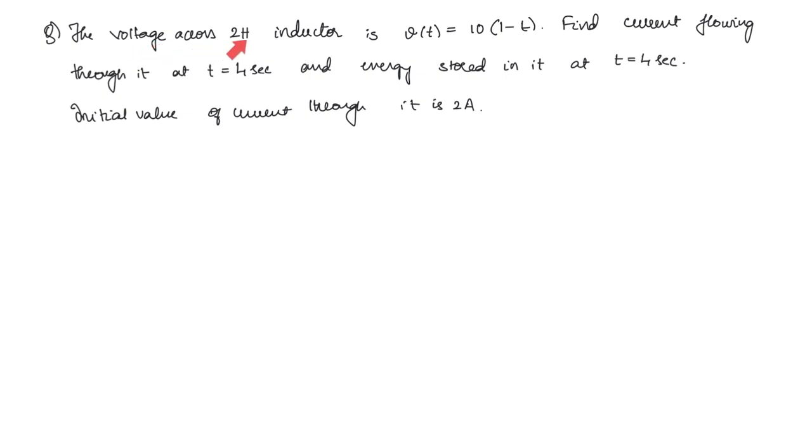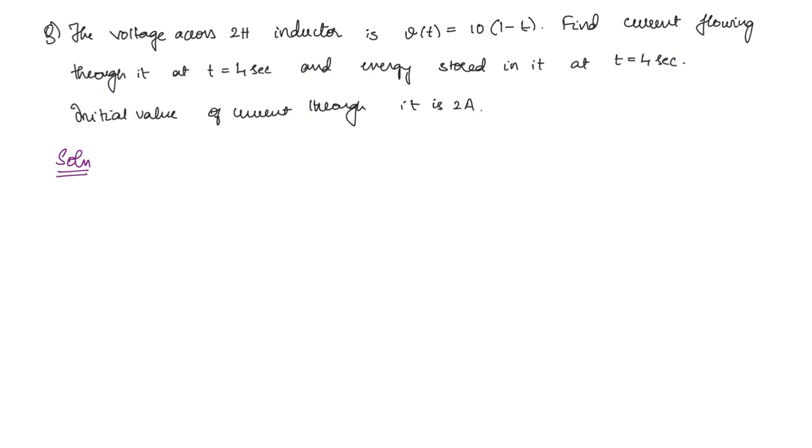The voltage across a 2 Henry inductor is V of t equal to 10 times (1 minus t). Find the current flowing through it at t equal to 4 seconds and the energy stored in it at t equal to 4 seconds. Initial value of current through it is 2 amperes. You can pause the video and solve it first for yourselves, then you can see the solution.